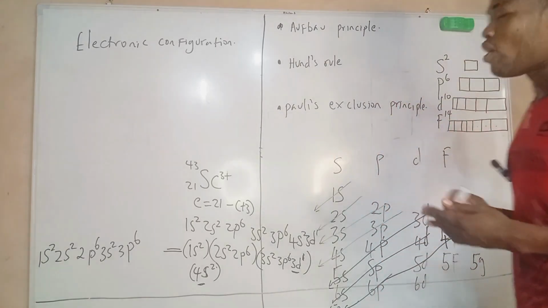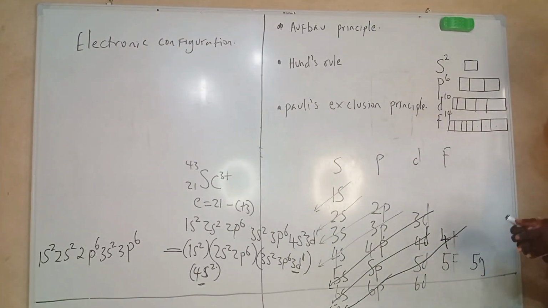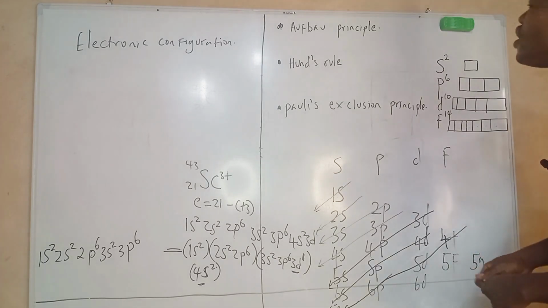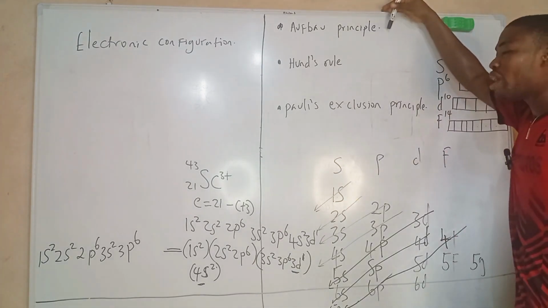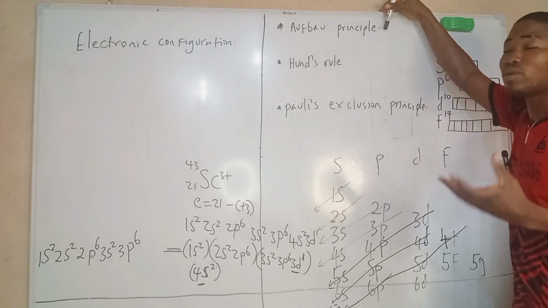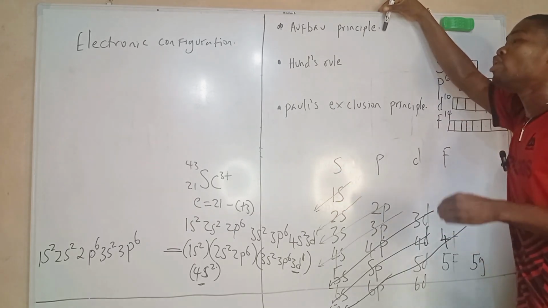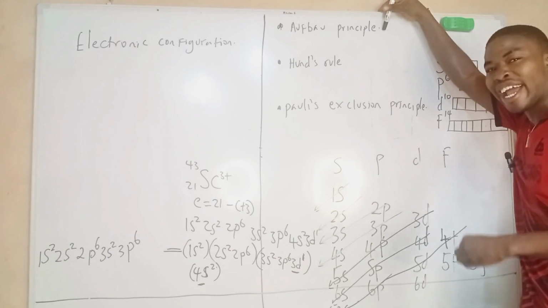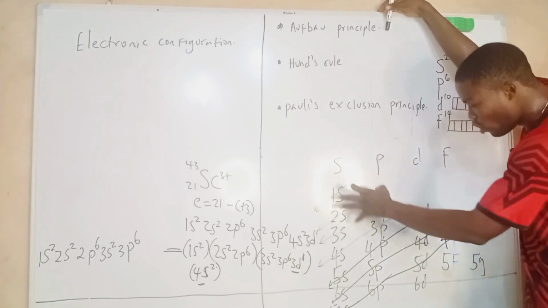All right. Now, what is the difference between these three principles? Our Aufbau principle says that when filling electrons into orbitals or even subshells, we fill those with lower energy before higher energy. That's where this concept came into play.